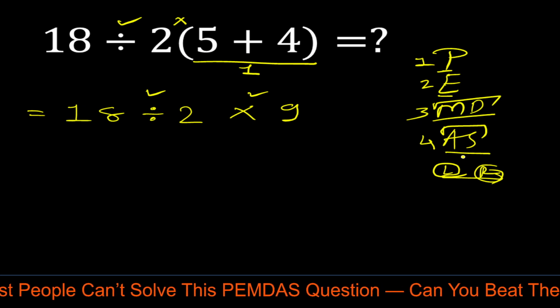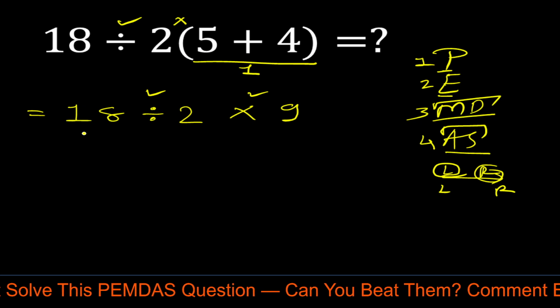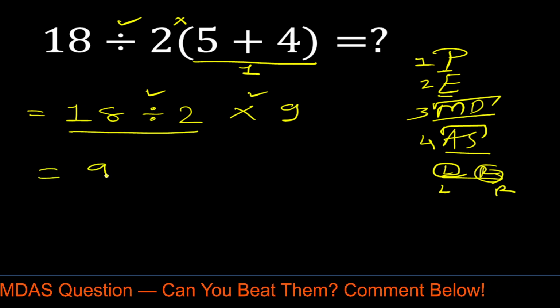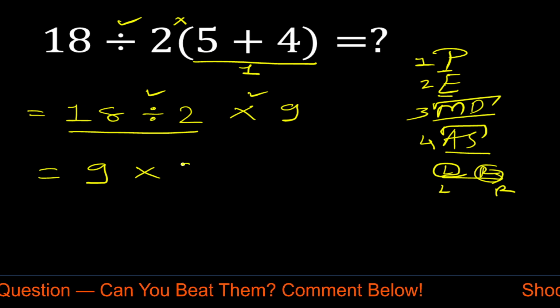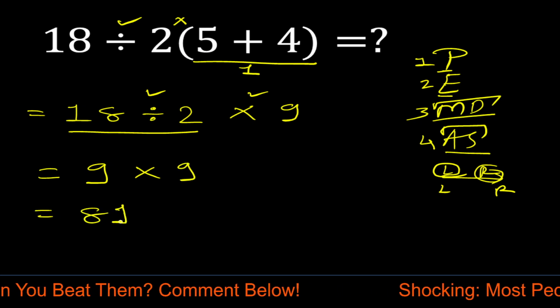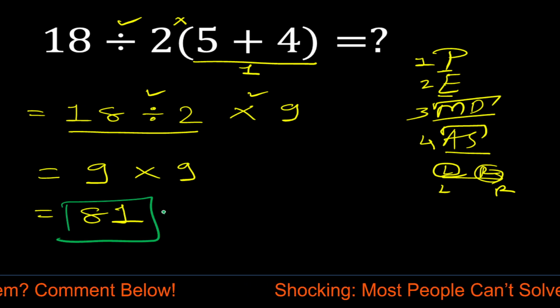So both have equal priority. So we have to solve it from left to right. So first we have to solve this division, right? So 18 divided by 2 is equal to 9 times 9. So 9 times 9 is equal to 81. Right? So the correct answer is 81.